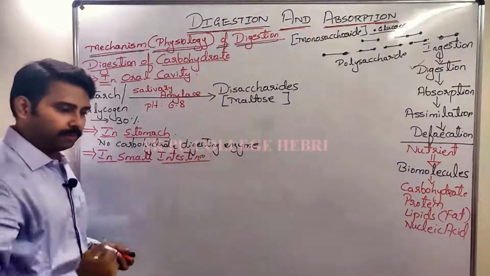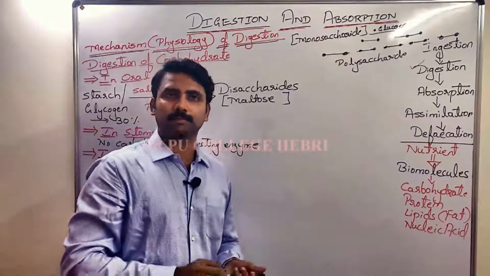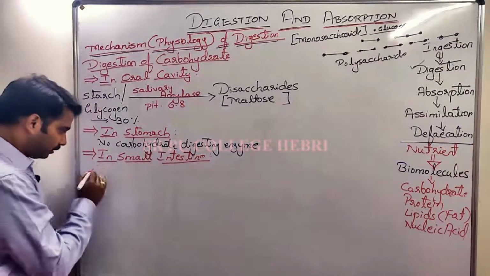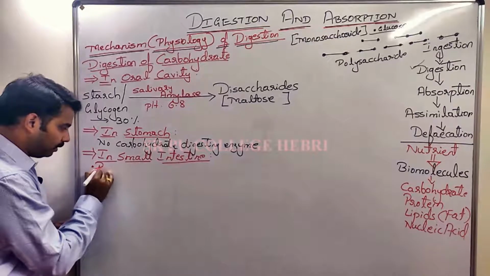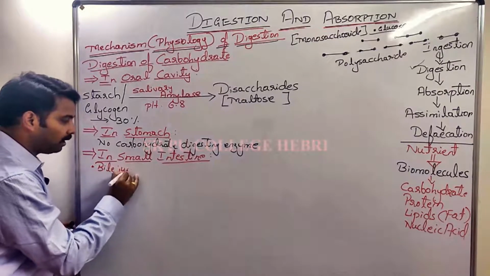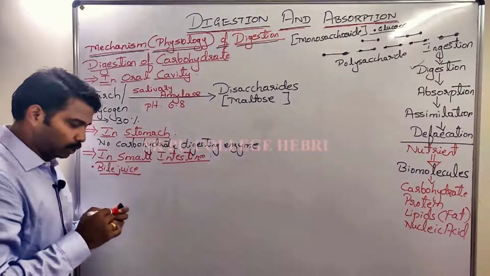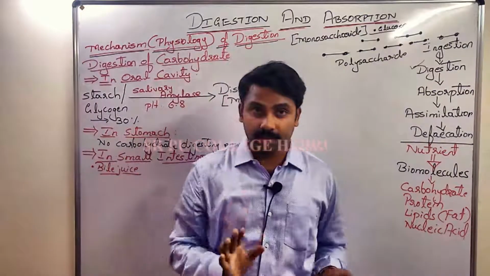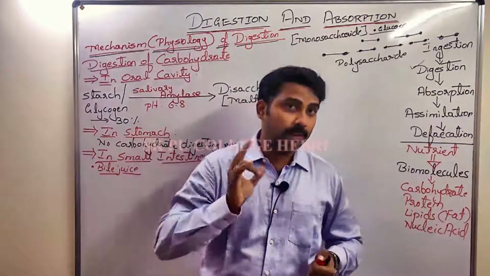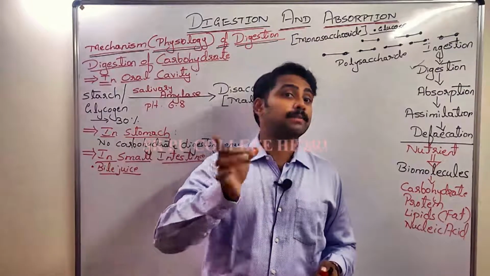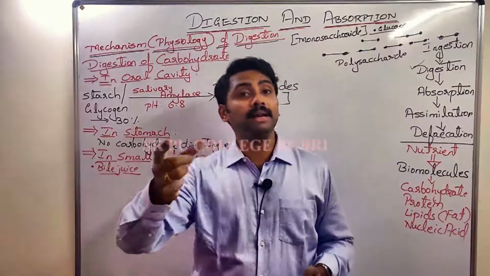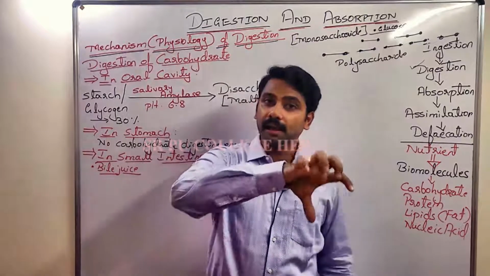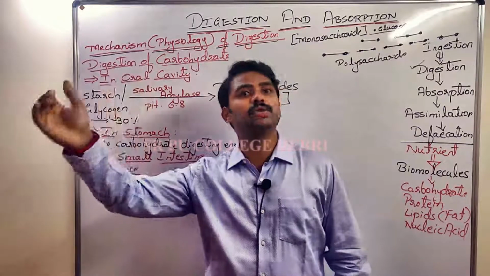Now turn the page and tell me, what are the different juices present in your small intestine? The 3 juices are, number 1, bile juice. Already we know that bile juice is the only digestive juice which is without any enzyme. No enzyme. Point number 2, bile juice has bile salt that helps in emulsification of fat. Emulsification of fat means breaking down of larger fat into smaller fat.